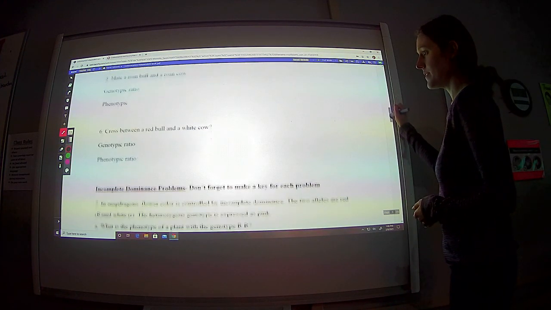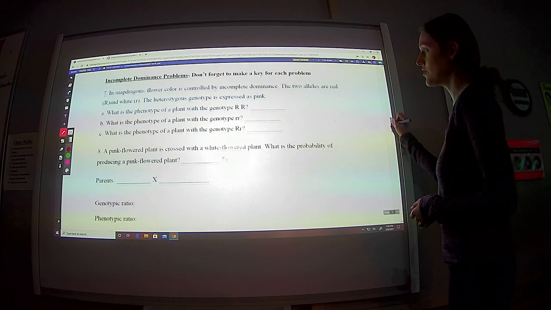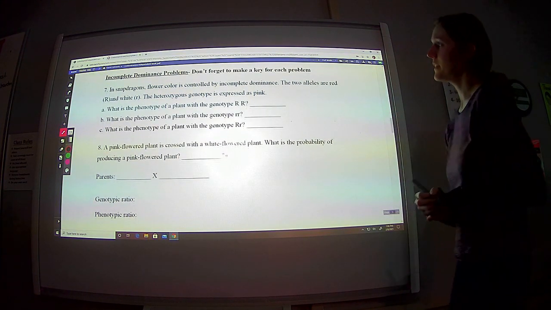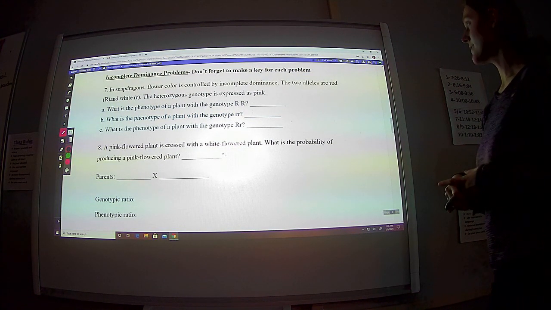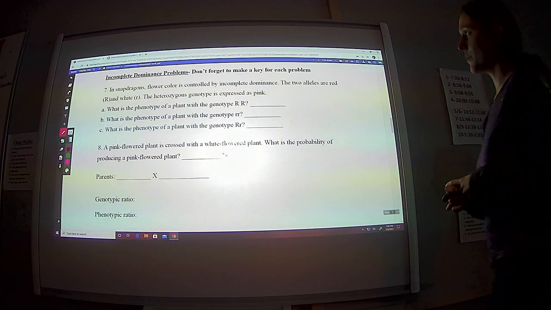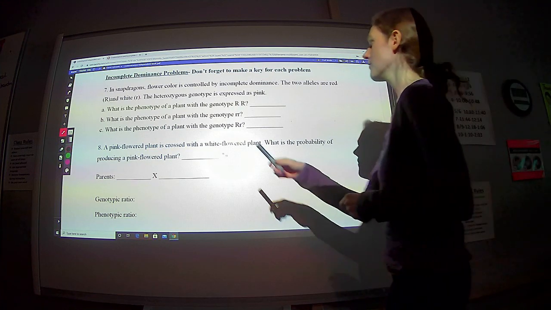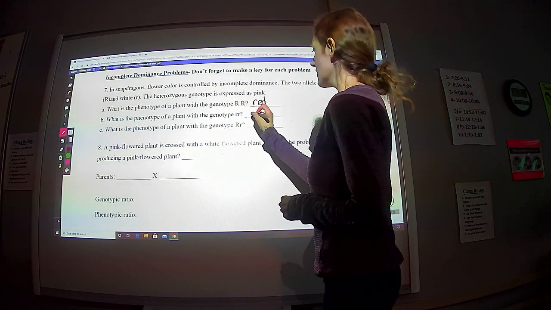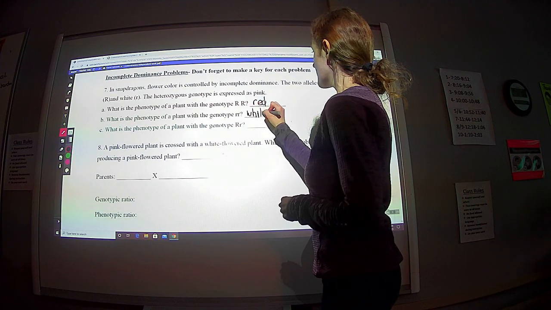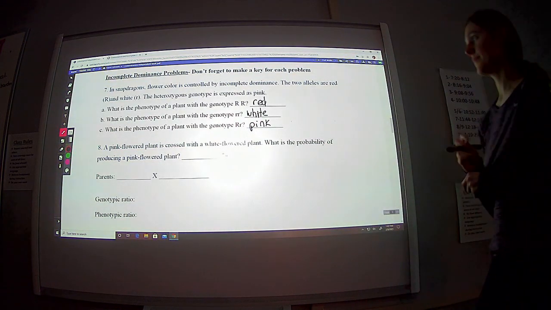And I'm going to skip on down to some incomplete dominance problems. So you may want to pause the video while you do those last two problems. So making a key here. In snapdragons, remember incomplete dominance is where we blend the traits in the heterozygous form. So the two alleles are red, which is capital R, and white, which is lowercase r. The heterozygous genotype is pink. So the phenotype of a plant with the genotype RR is going to be a red color. If it's two little ones, it's going to be a white color. And if it's one of each, it will be a pink color.